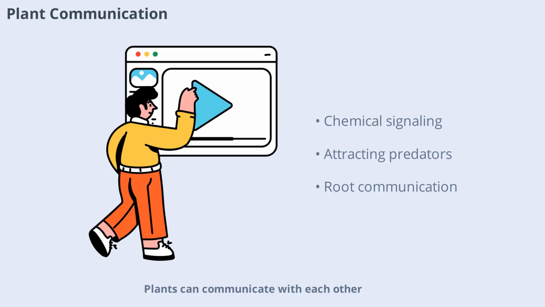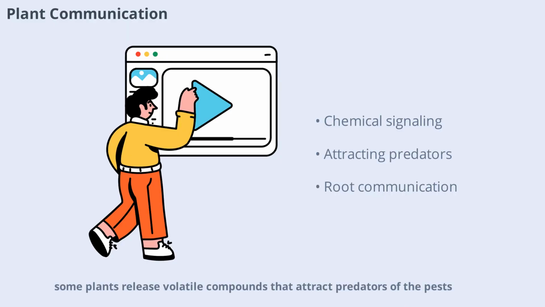Plants can communicate with each other and with other organisms using chemical signals. For example, when attacked by insects, some plants release volatile compounds that attract predators of the pests. Others send signals through their roots to warn neighboring plants of danger.